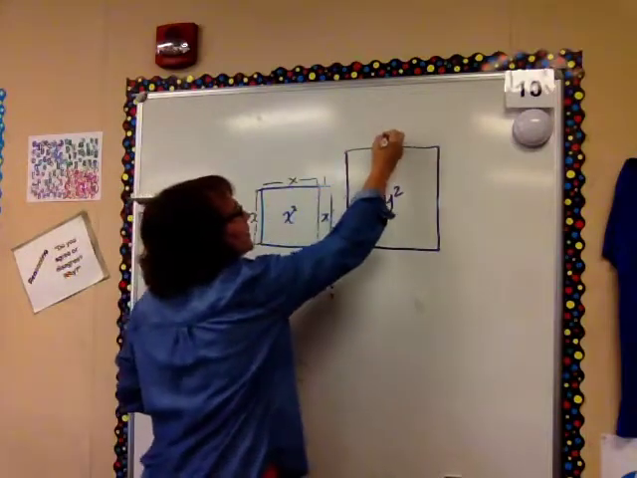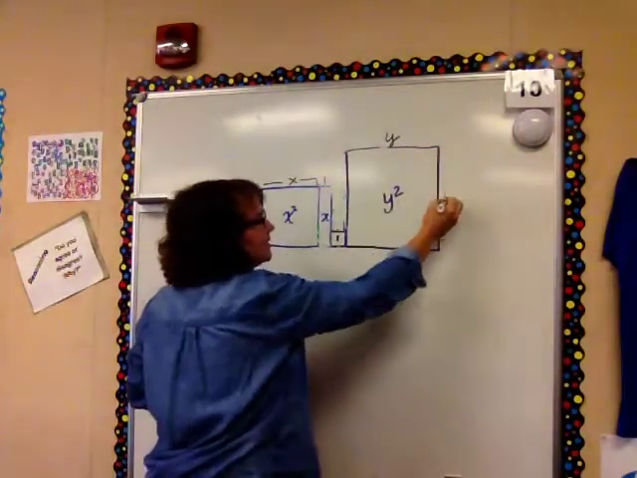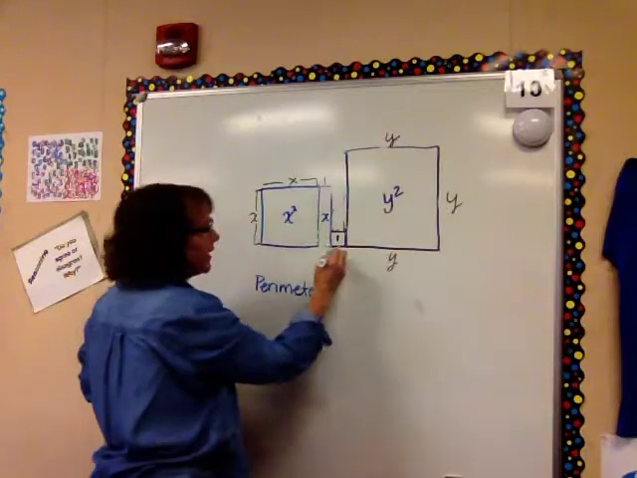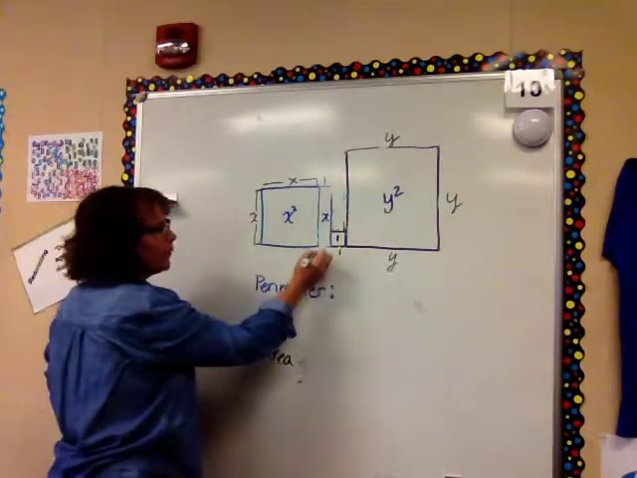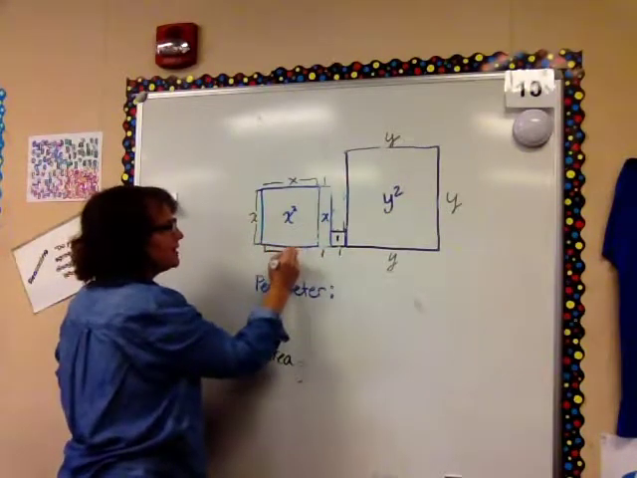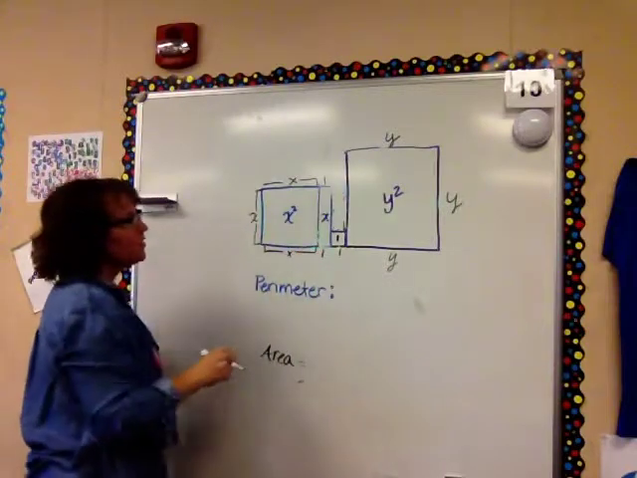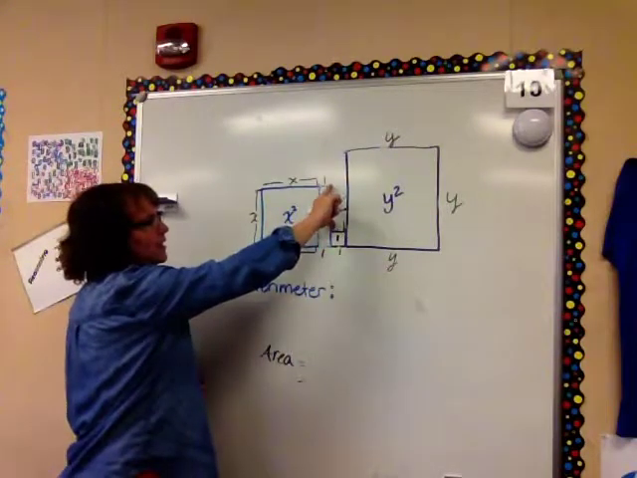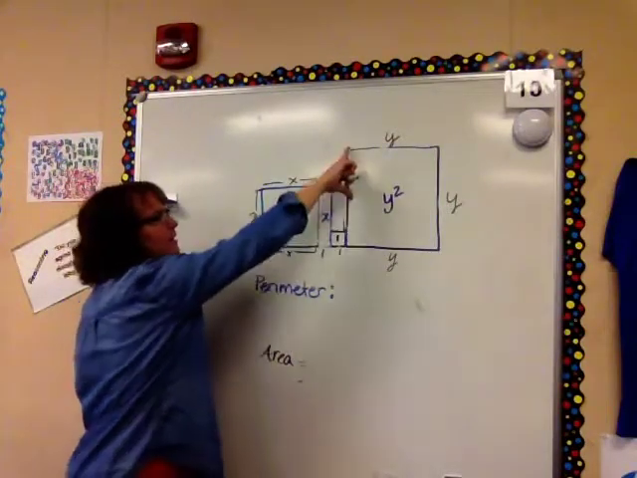This distance we know is y. This distance is y. Another y. A 1 right here. A 1 right here. And we know this distance again is x. So the only distances we haven't gotten are this one, and this one.